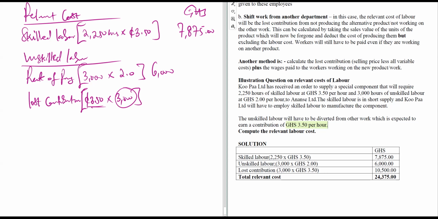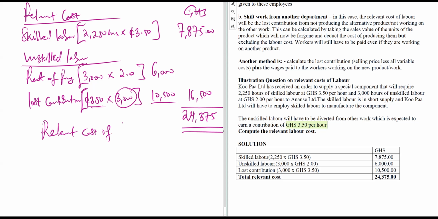So 3,000 by the 3.5 gives us what? 10,500. That means you have 10,500, you have 16,500, right? To be the unskilled labor. So 7,875 plus the 16,500 gives us 24,375. So, for the relevant cost of what?